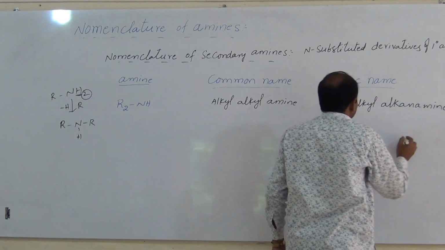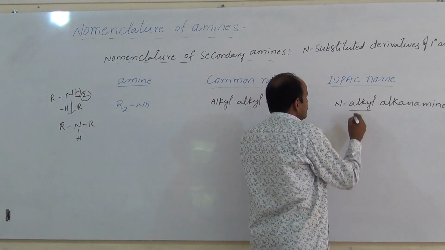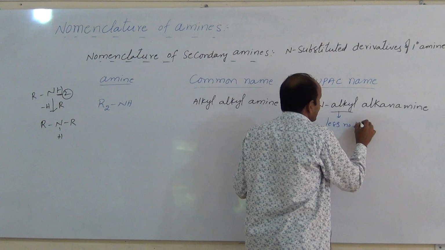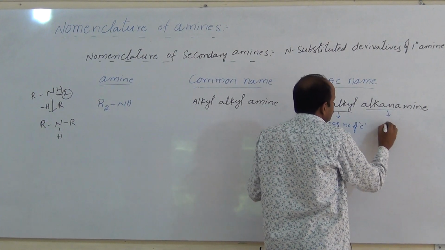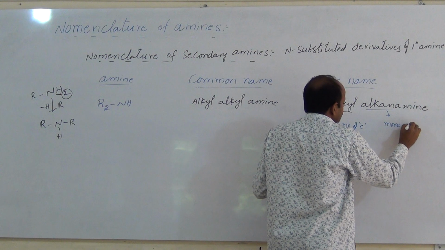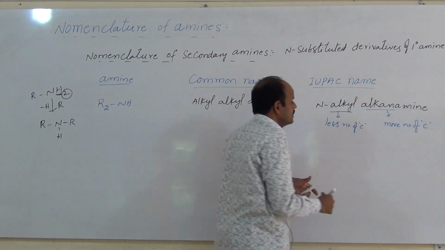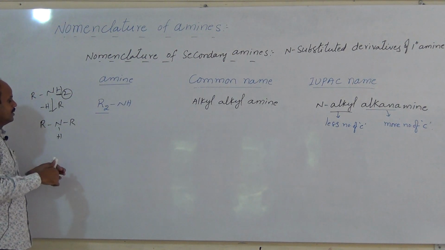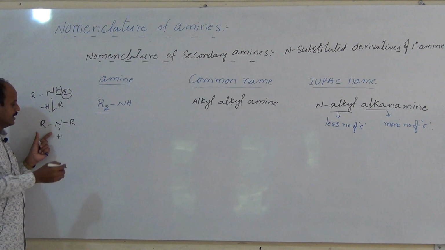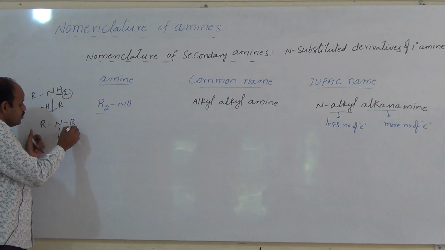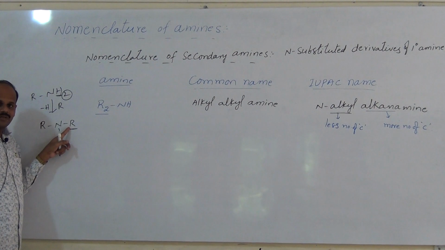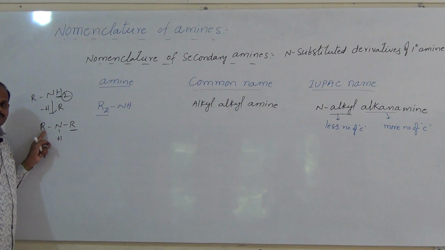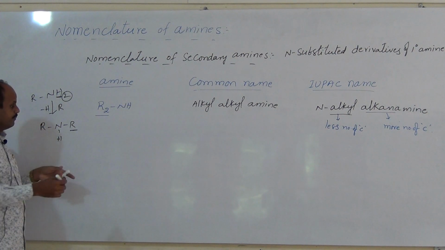Here this N-alkyl, this alkyl group should contain fewer carbon atoms. This alkane contains more carbon atoms. Okay, because in this secondary amine 2 alkyl groups are there now. Then alkanamine should be written. So in IUPAC name, one alkyl group, if it contains fewer carbons, should be represented as alkyl. If alkyl group with more carbon atoms, represent as alkanamine. Okay, example here.